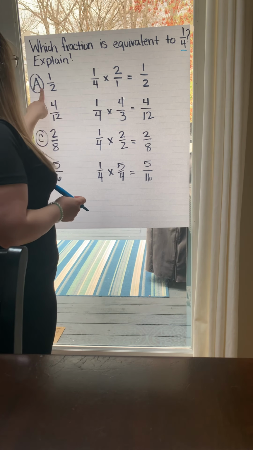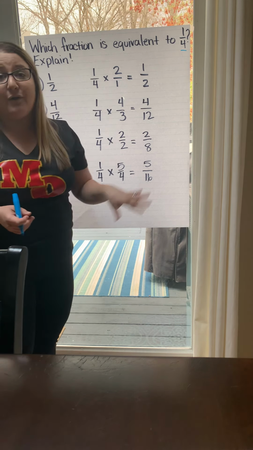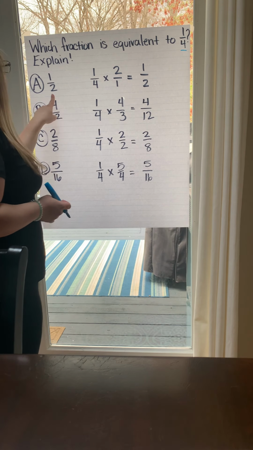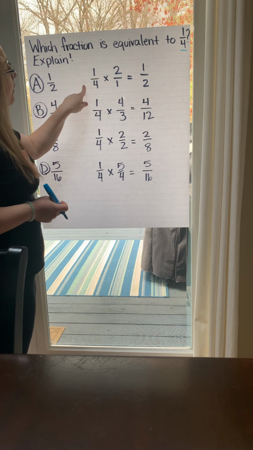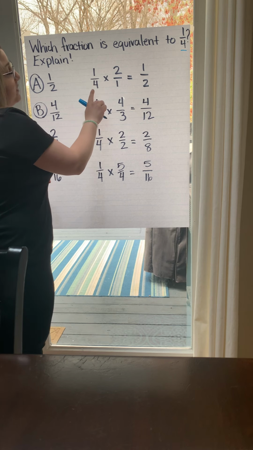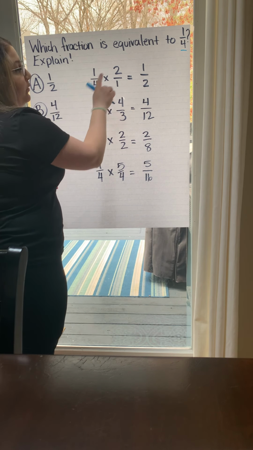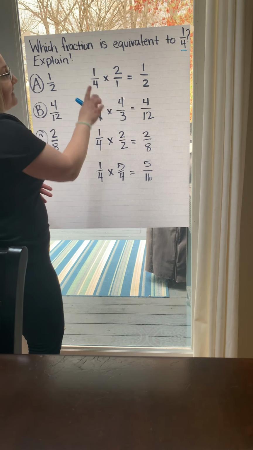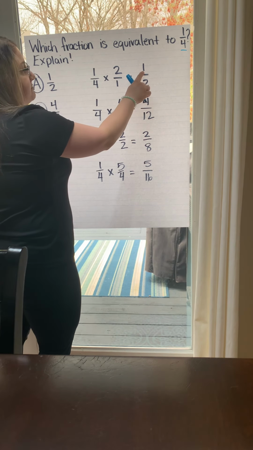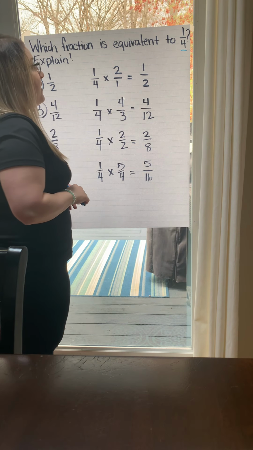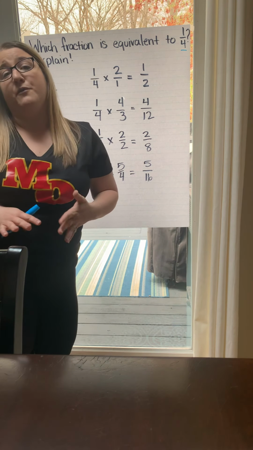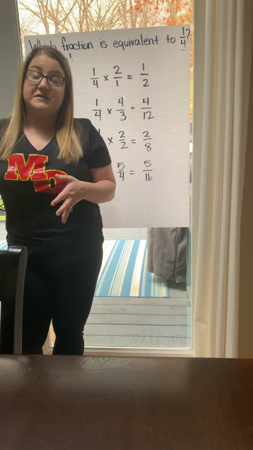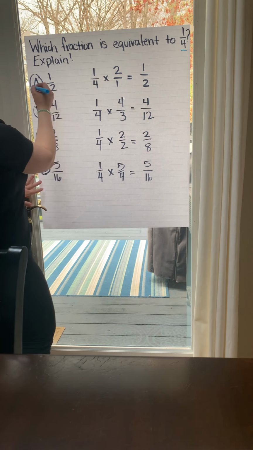So the first one is 1/2, and they're explaining all of the equivalent fractions by using multiplication. So it says 1/4 is equivalent to 1/2 by multiplying 1/4 by 2 over 1, which equals 1/2. If we go ahead and multiply this, well, 1 times 2 isn't 1, and 4 times 1 isn't 2, so 1/2 can't be equivalent to 1/4. I think we're familiar with halves and fourths, and we know that it takes 2/4 to get to 1/2. So answer A could not be correct.